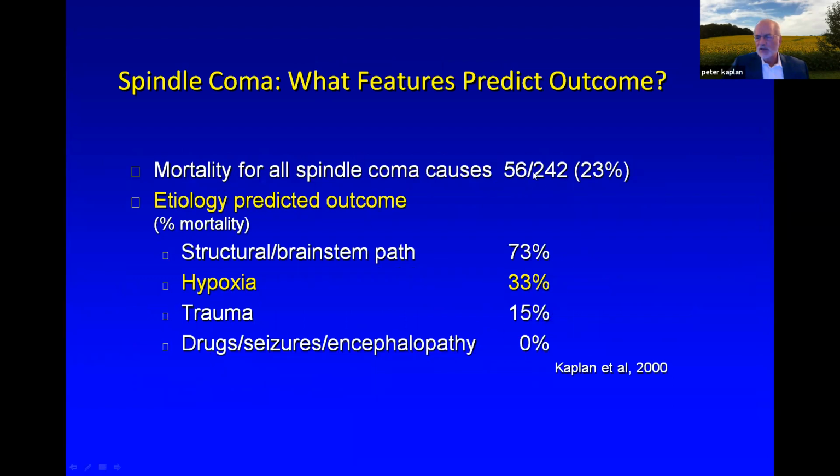Looking at the meta-analysis of the 242 cases that were prevalent, here it was a much better prognosis because, in fact, if you looked at drugs, seizures, or encephalopathy as a cause of spindle coma, 0% died. Trauma, 15%. Hypoxia, 33%. So only a third of them died, which for hypoxic insult is relatively good prognosis. Probably because this represents sparing of all the circuits from the thalamus to the cortex to be able to get this pattern.